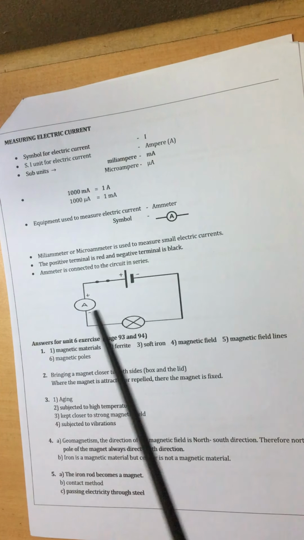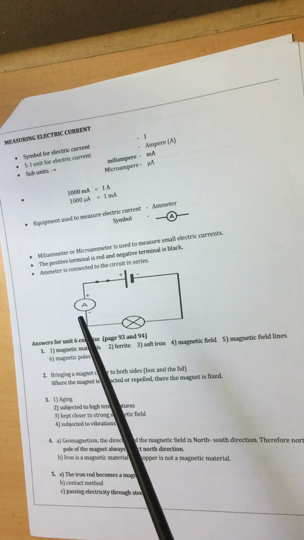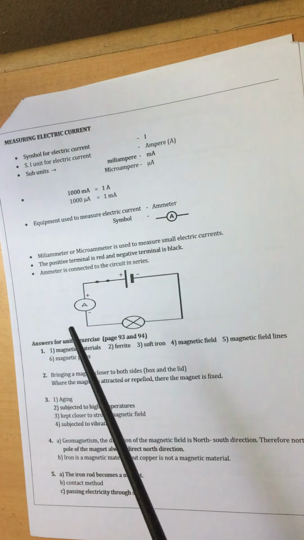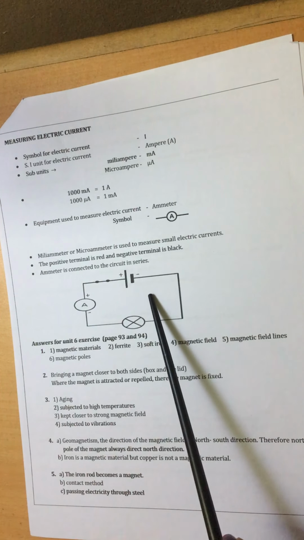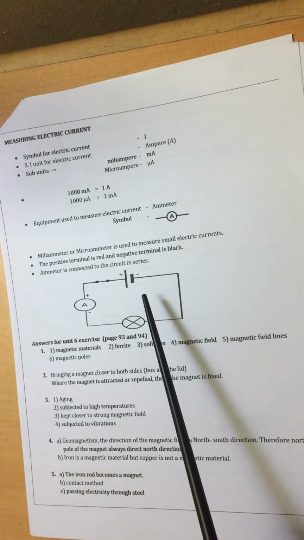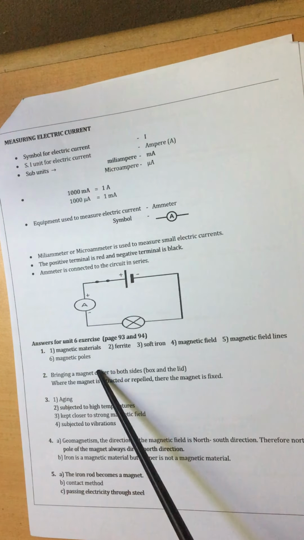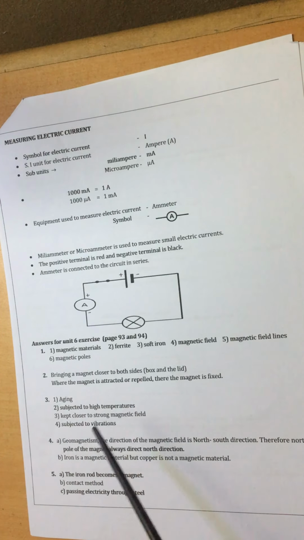So up to this I gave the measuring of electric current in the circuit, what equipment you can use and how you can measure. Up to this I gave notes, and after that I gave some answers for unit 6, the magnets, the exercise answers. You have to correct them, right?